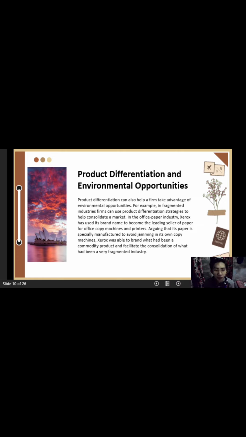In the office paper industry, Xerox has used its brand name to become the leading seller of paper for copy machines and printers, arguing that its paper is specially manufactured to avoid jamming in its own copy machines, and was able to brand what had been a commodity product. Product differentiation can be an important strategic option in a declining industry. Product differentiating firms may be able to become leaders in this kind of industry, or they may discover a viable market niche that will enable them to survive despite the overall decline in the market.